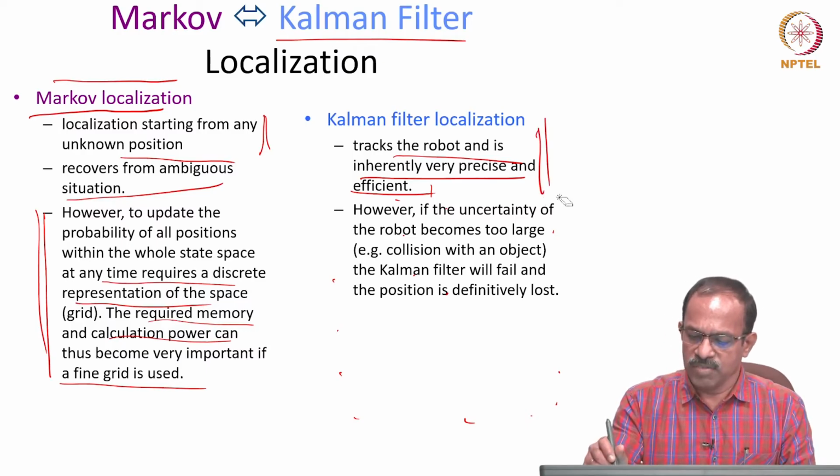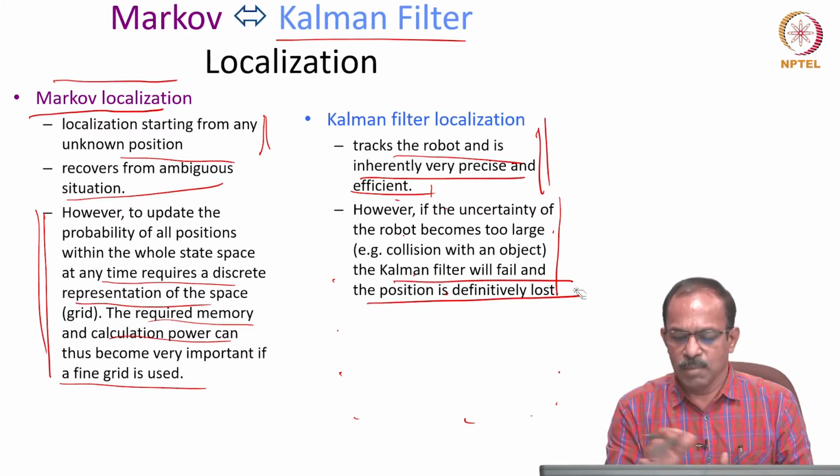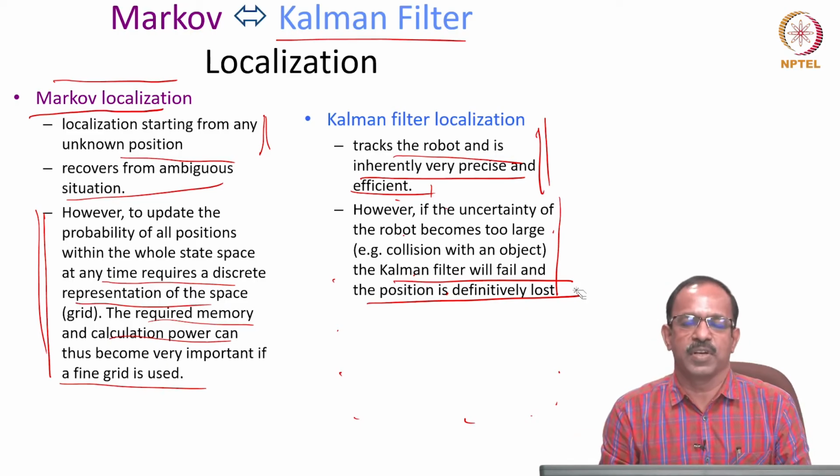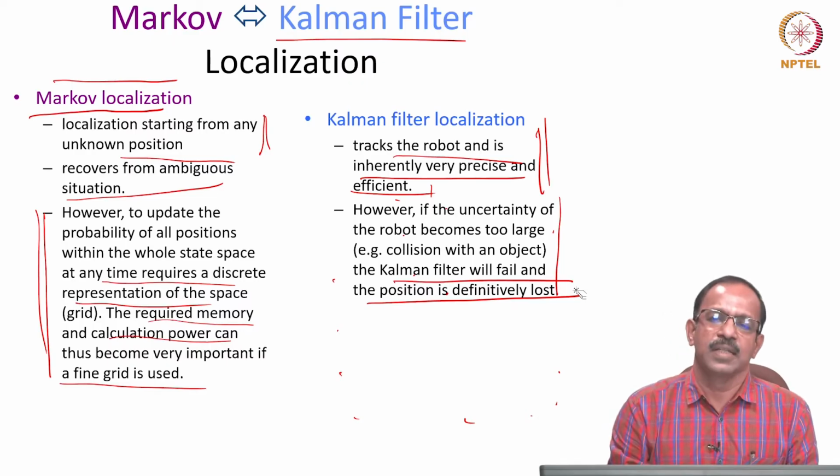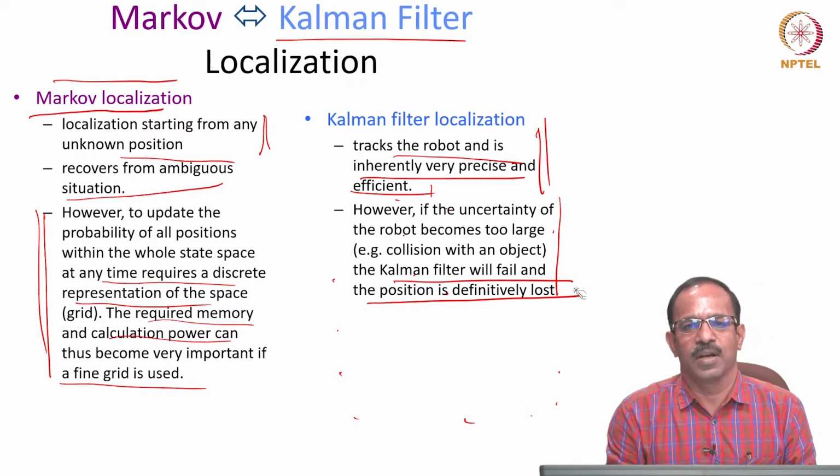If the uncertainty of the robot becomes too large, then the Kalman filter will fail and the position is definitely lost. So, you will not be able to recover the position of the robot. So, that is basically Kalman filter localization.